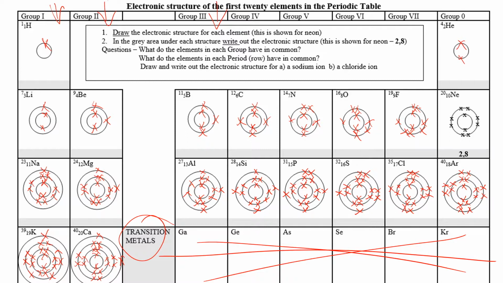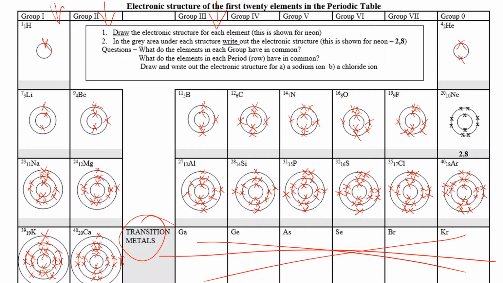All right. Hopefully you've had a look at yours and been able to realize that each group has the same number of electrons in the last shell. So group 1 here all have only 1 electron. Group 2, the second column, all have 2 electrons in that last shell. With boron and aluminium, they both have 3. Carbon and silicon both have 4. Nitrogen and phosphorus both have 5. Oxygen and sulfur both have 6. Fluorine and chlorine both have 7. Neon and argon both have 8.